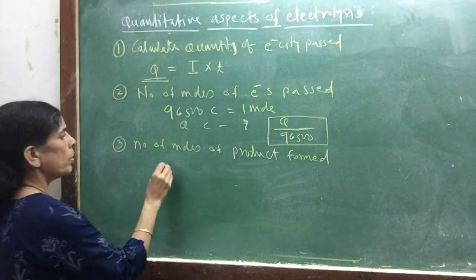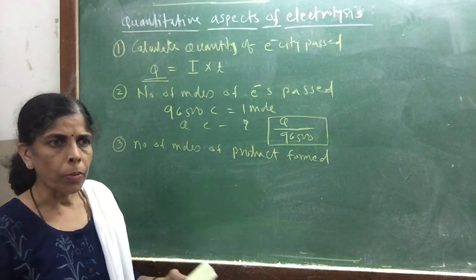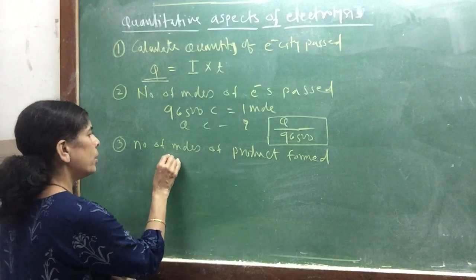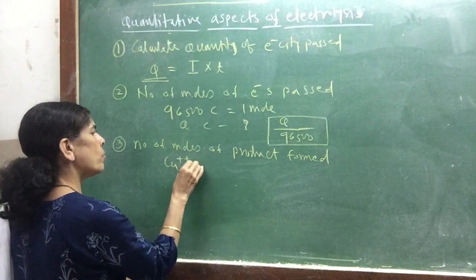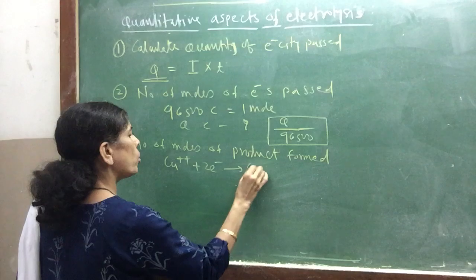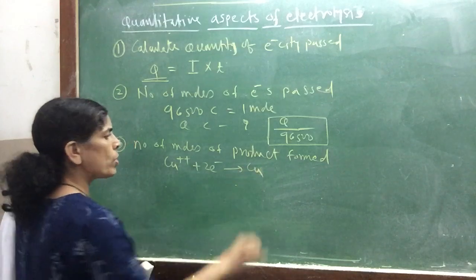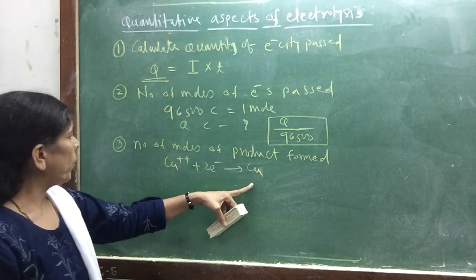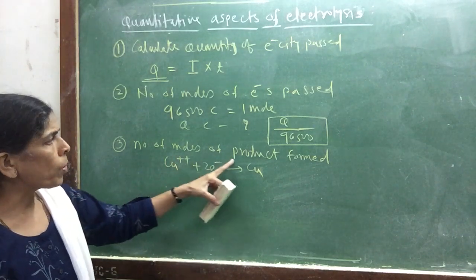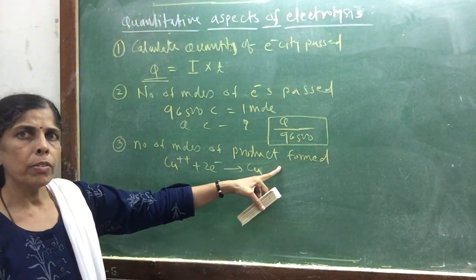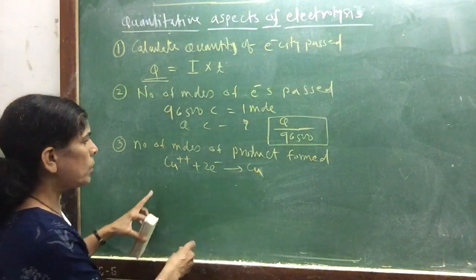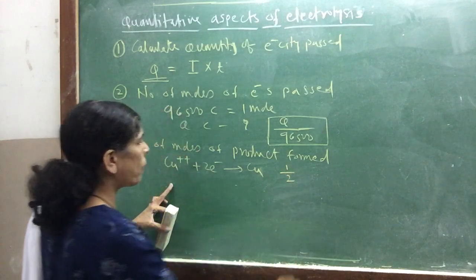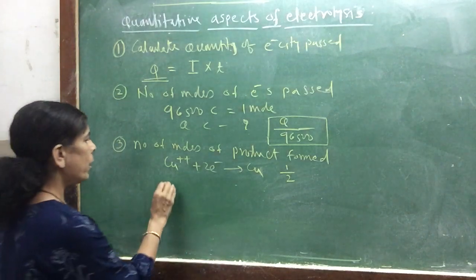For example, if you are carrying out electrolysis of copper chloride, then copper is going to get deposited. At cathode, the reaction which will take place is Cu2+ + 2e- giving Cu. So what you have to find out is the number of moles of product which is formed. For this particular reaction, it will be 1 by 2, which is obtained by mole ratio.